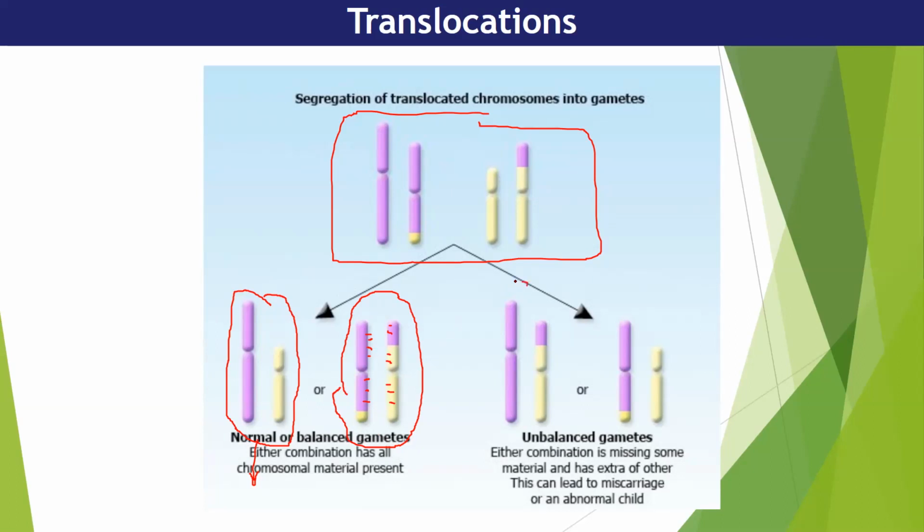However, if we look here, this parent can also produce gametes like this. If we look at these two gametes, you're going to see they do not contain balanced genetic material. So these two gametes are called unbalanced gametes.